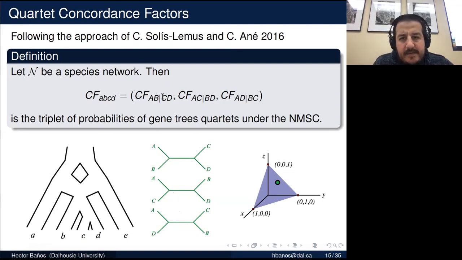These triplet numbers are non-negative, and they have to add to 1, because in a given gene tree you can embed just one of these. So that is a point in the probability simplex, which is just the region in R3 of points with non-negative entries that add to 1. What we have here is a map, based on the coalescent model, that takes a set of 4 species and gives you a point in the probability simplex.